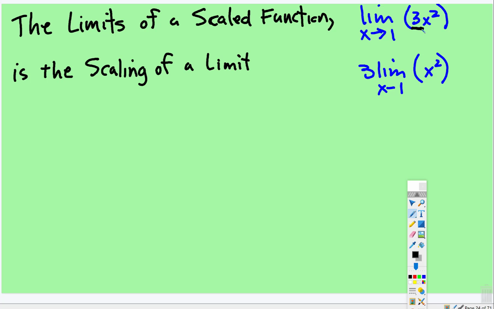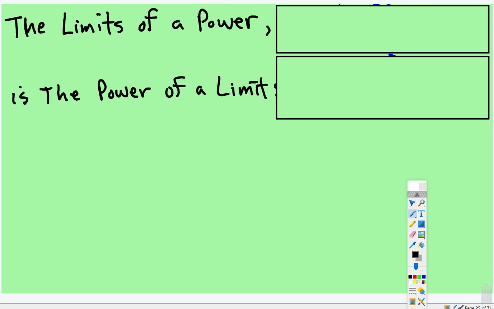Okay, the limits of a scaled function, so here's a number being multiplied by the function, that's called a scalar, is the scaling of a limit, meaning you could factor out that 3 and write it as 3 times the limit of x squared. So if we substitute 1 in there, 1 squared is 1, 1 times 3 is 3. And here, if we substitute in 1, we have 3 times 1 squared is 1. Well, 3 times 1 is 3.